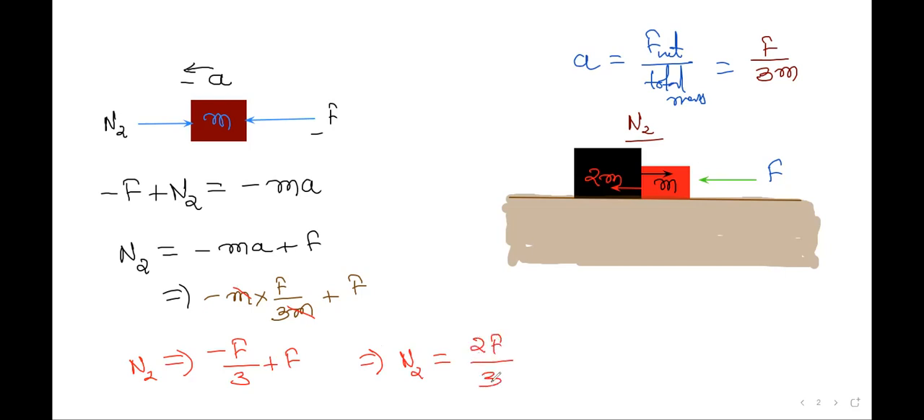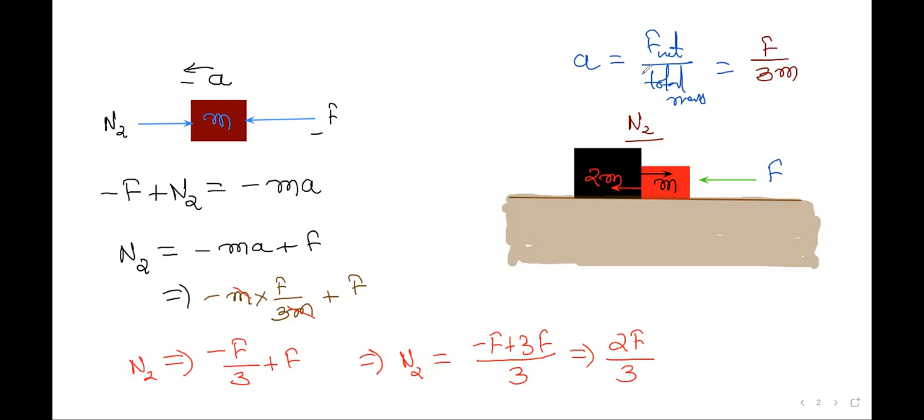Isn't it? Okay, those who didn't get it, let me write. It will be minus F plus 3F over 3. So the value will be 2F by 3. Got it?